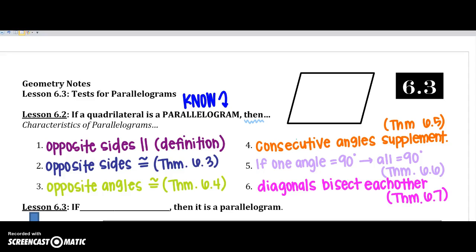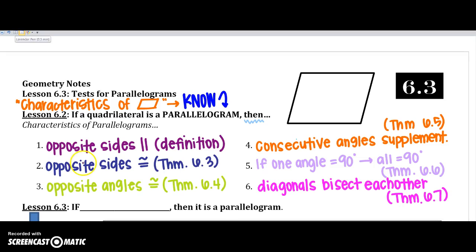Hey there, we're still in Chapter 6 talking about quadrilaterals, and Lesson 6.3 is to test for parallelograms. So looking back at Lesson 6.2, we learned the characteristics of parallelograms. And this is if we know it's a parallelogram, then all these other things are happening.